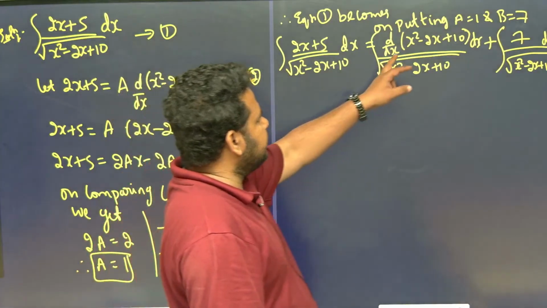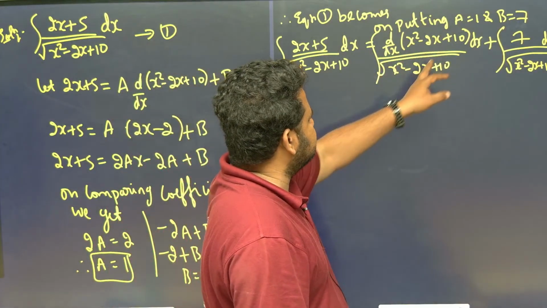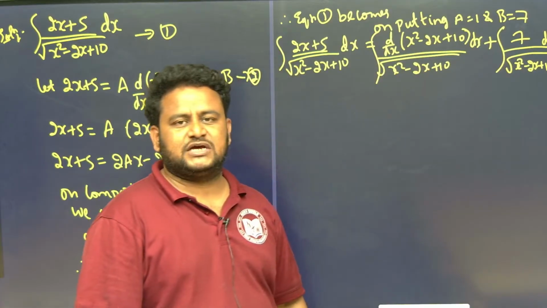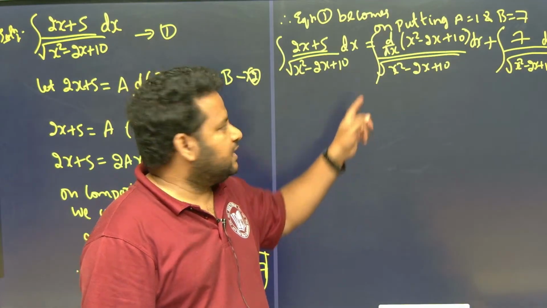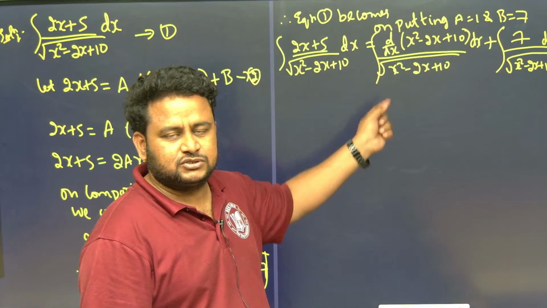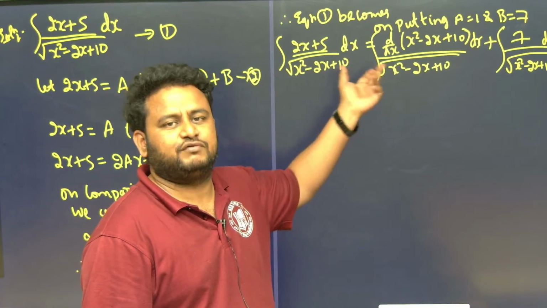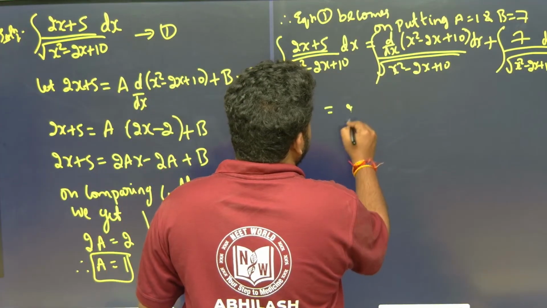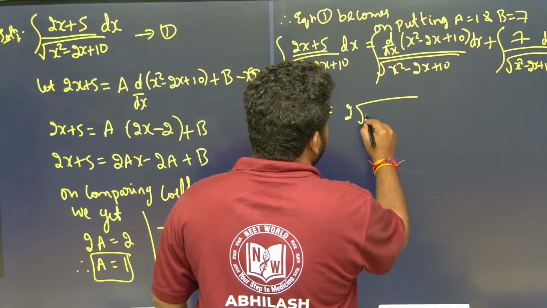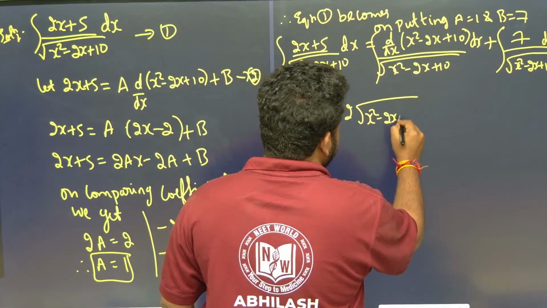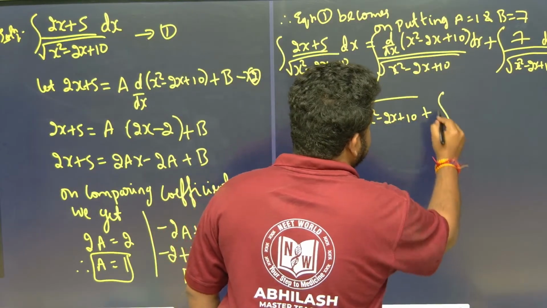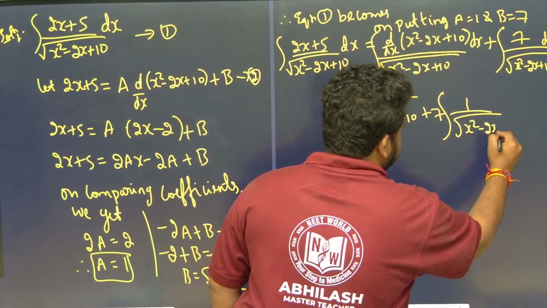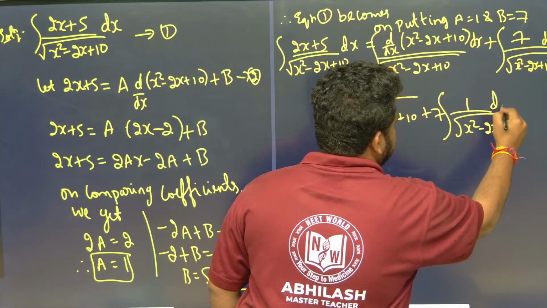Now see here, integral of f dash of x by square root of f of x, that is nothing but equal to 2 times square root of f of x. We did it in yesterday's class. So this will be equal to 2 times square root of x square minus 2x plus 10, plus this we have to integrate, 7 into 1 by square root of x square minus 2x plus 10 dx.